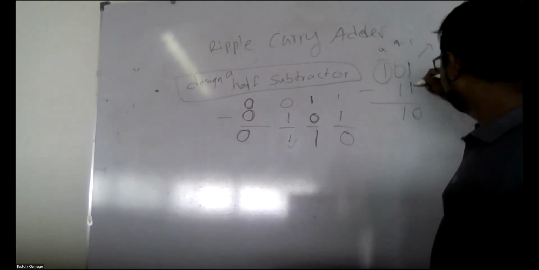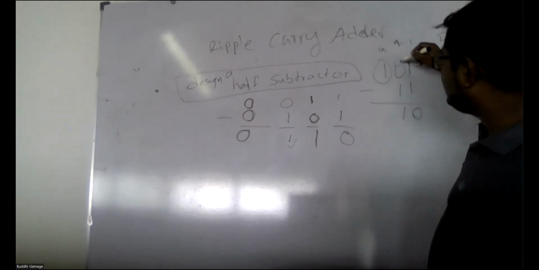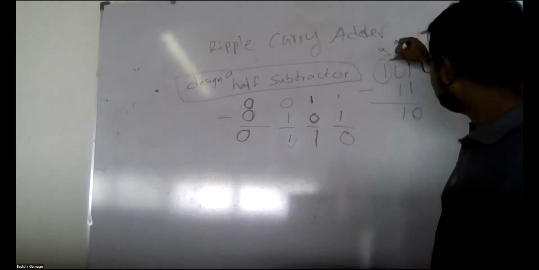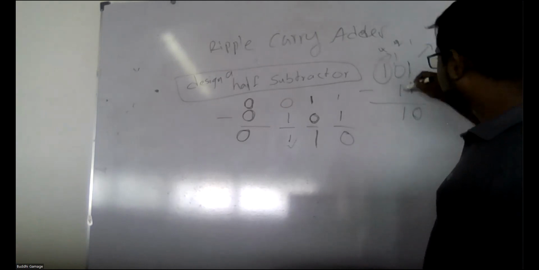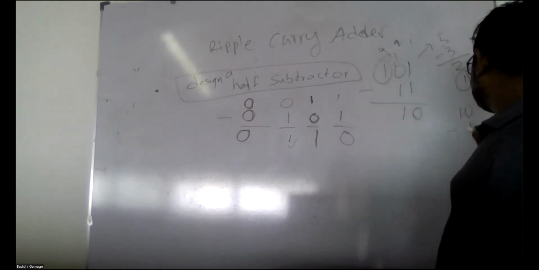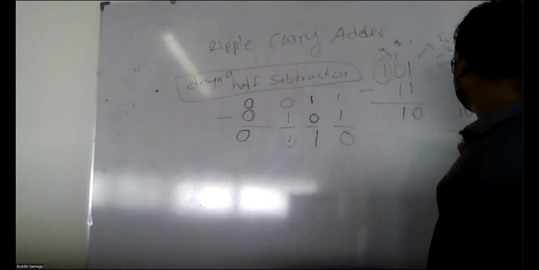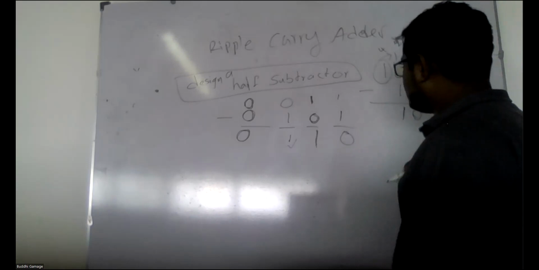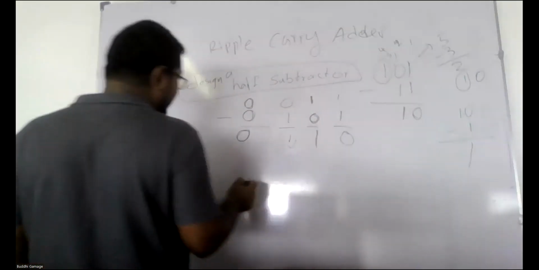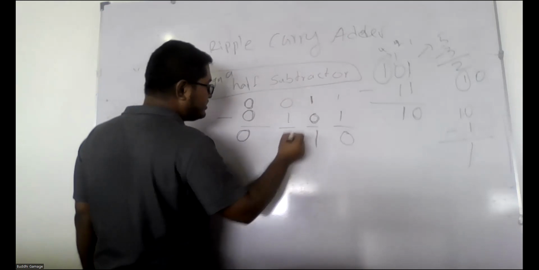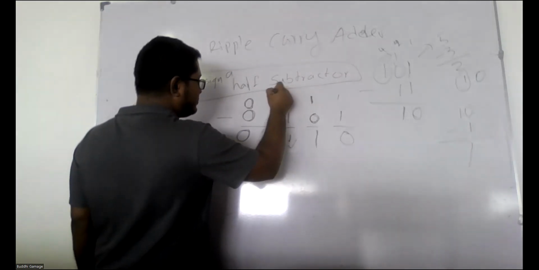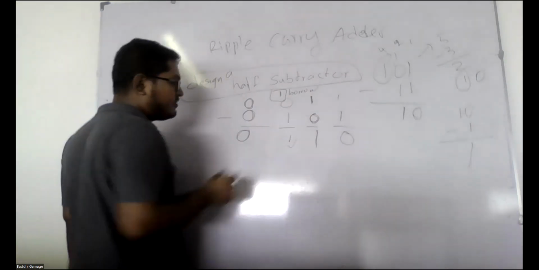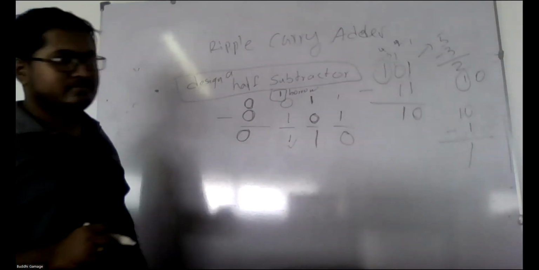In here also 1 minus 1 is 0. We cannot reduce 0 and 1. We need to borrow 1 from here. Then 1 0 minus 1. 1 0 minus 1 is 1. Right? So there is another bit called the borrow bit. So this is called the borrow bit, and it is 1. Right?